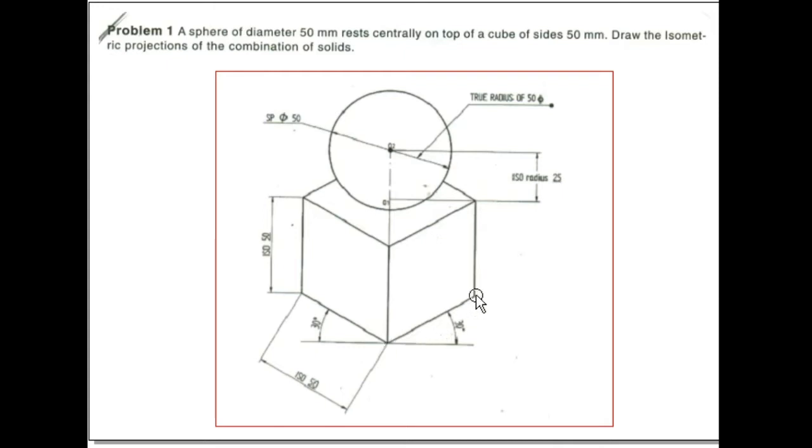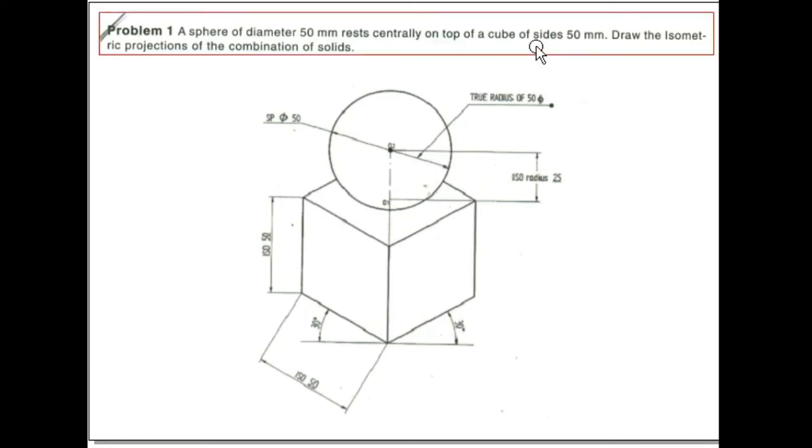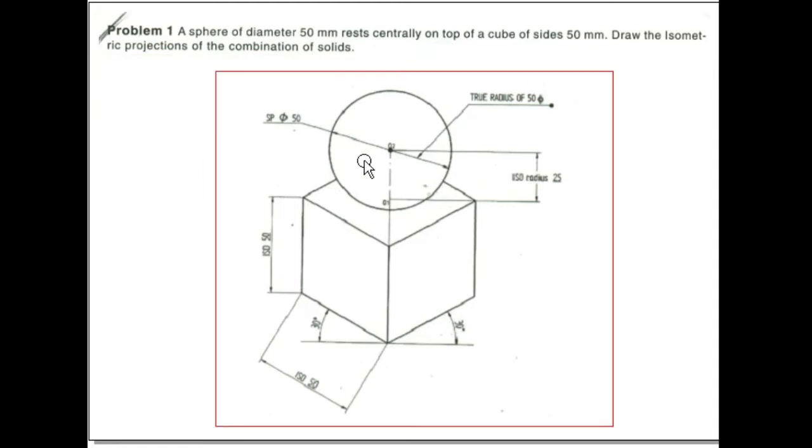So 40.8 mm on each edge. Drawing all the sides at an equal length of 40.8 mm will give the isometric view of a cube. Okay. The next step is to represent the sphere.